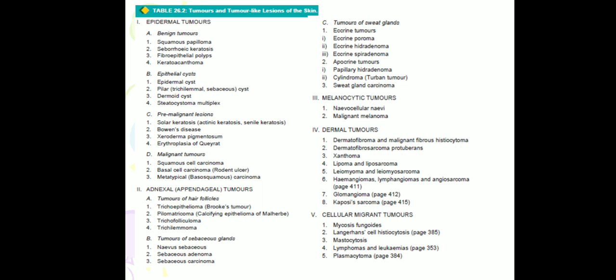So in today's class, I am going to deal with very few benign tumors, pre-malignant lesions and malignant lesions of the skin, that is squamous cell carcinoma, basal cell carcinoma, and malignant melanoma. These can come as long essays for you all or short answers.